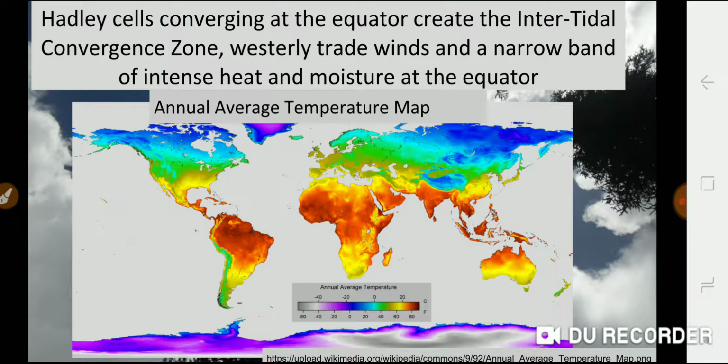But then on either side of those Hadley cells, we have zones of less moisture, and then more moisture, and then less, and it goes like that all the way up to the poles. But as far as temperature goes, we can see here that it's warmer near the equator because of that direct radiation, and cooler in general, annual average temperature at the poles.